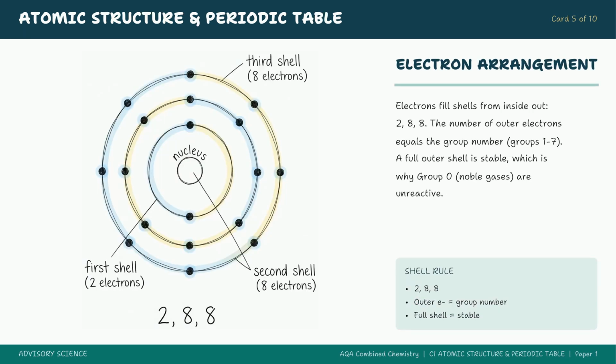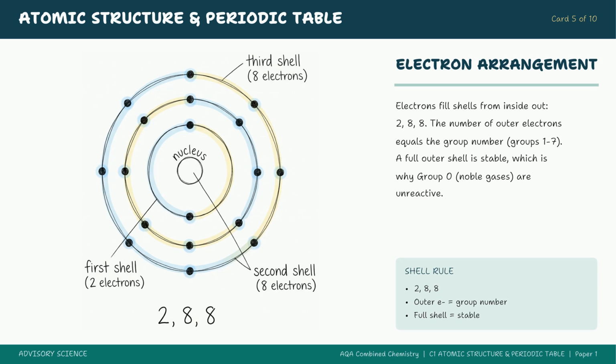Electron arrangement. Electrons fill shells from the inside out. The first shell takes 2, the second takes 8, and the third takes another 8, so 2, 8, 8. We call that electronic configuration. So argon with 18 electrons has the arrangement 2, 8, 8.